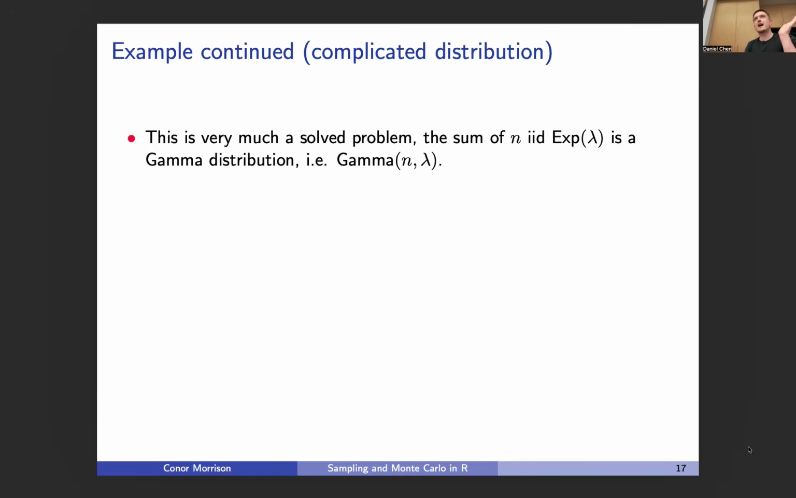So if you do a bunch of math, you do a Fourier transform, some other business, you find out that it's something called a gamma distribution. And there's 2 parameters. There's the rate parameter, and then there's the number that you're adding. So this would be 5 and 1/10.